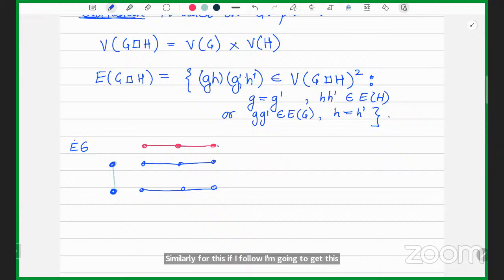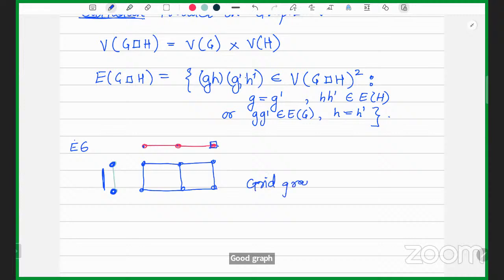Now, I have to take the other direction as well, which means if I look at this, then I have to follow this adjacency, which means I'm going to put this edge. Similarly, for this, I'm going to put this edge, and for this, I'm going to put this edge. So this way, what I've constructed is a grid graph of the size 2 cross 3, 2 vertices by 3 vertices.